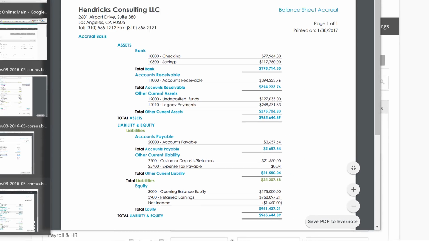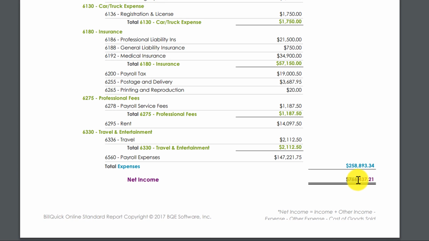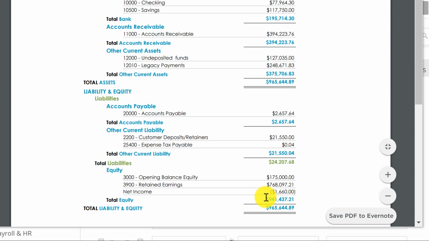Now let's take a look at where these numbers come from. Here's the profit and loss. Now the net income here says $766,437.21. So if you're paying attention, you'll see that doesn't quite add up to the $1,660. Here's the difference. We have retained earnings of $768,097.21. So each month, the net income cumulatively closes out to retained earnings.